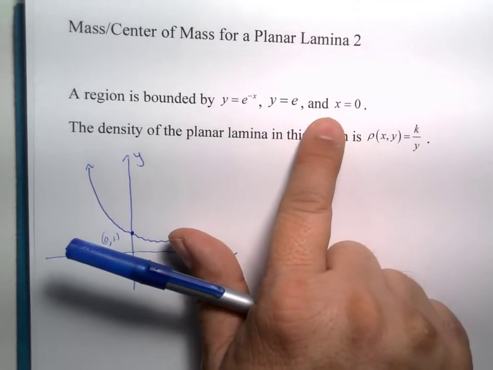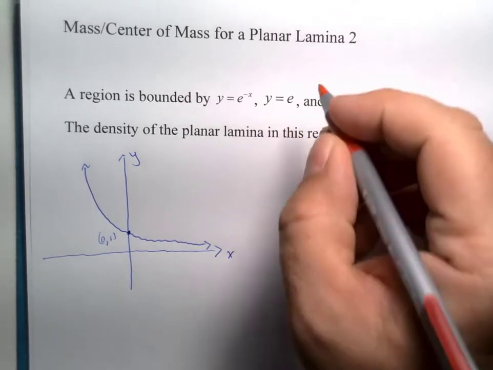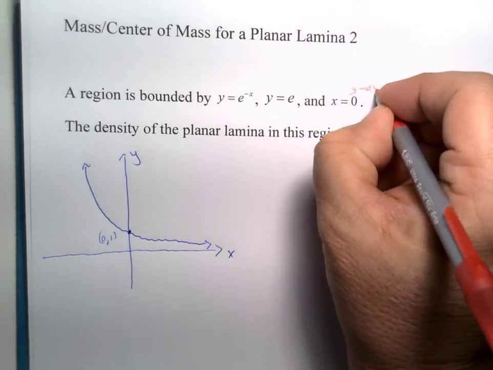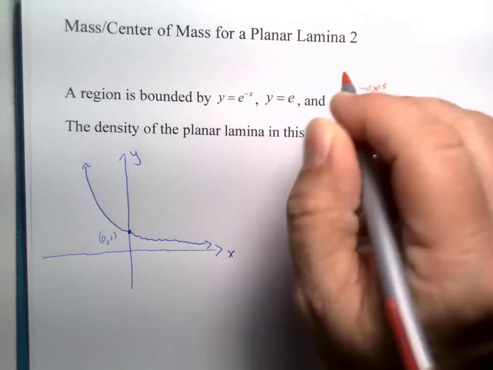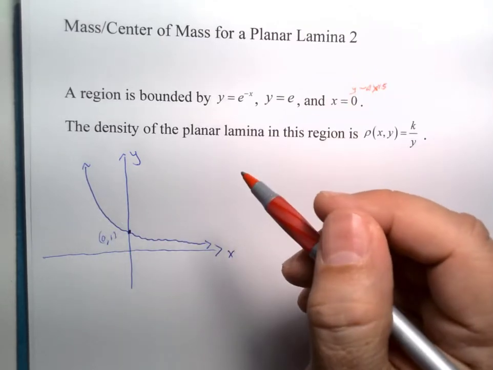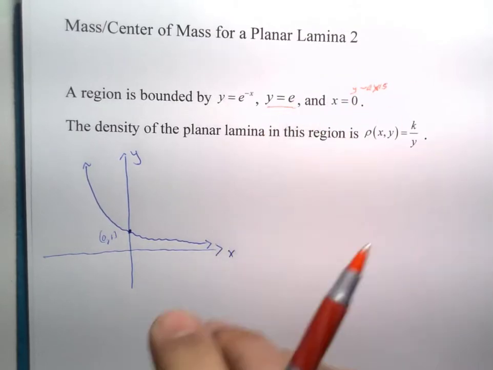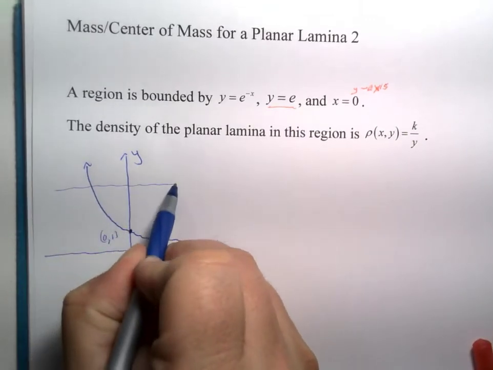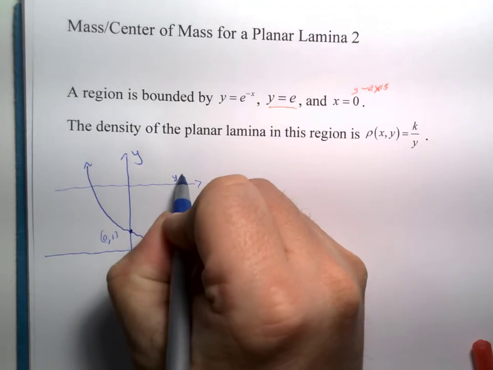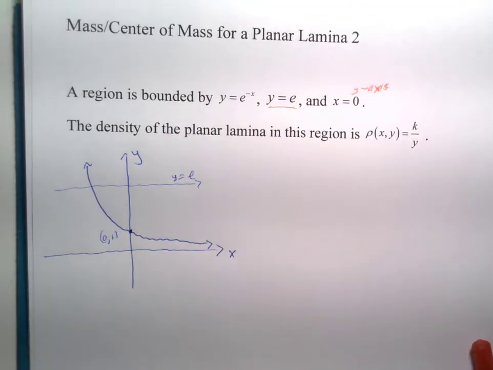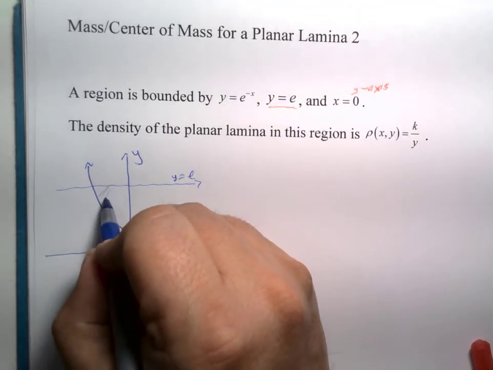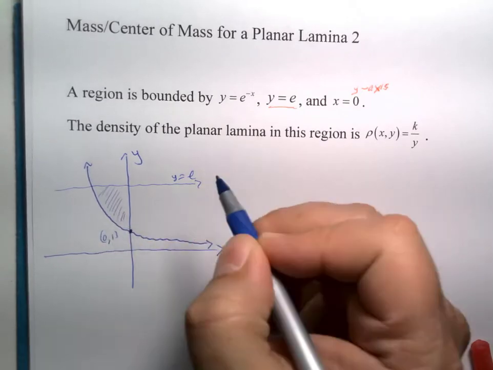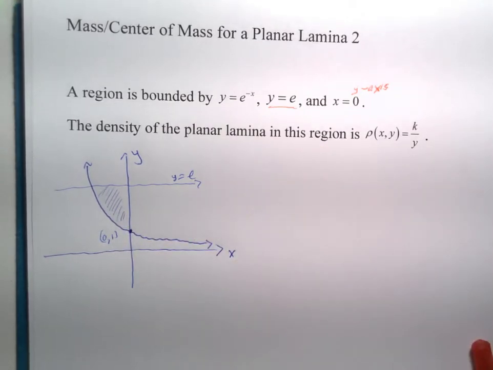X equals 0 is the y-axis. Those two graphs do not completely bound a region, but y equals e is a horizontal line. Y equals e. We now have a region of integration, completely bounded by those graphs.